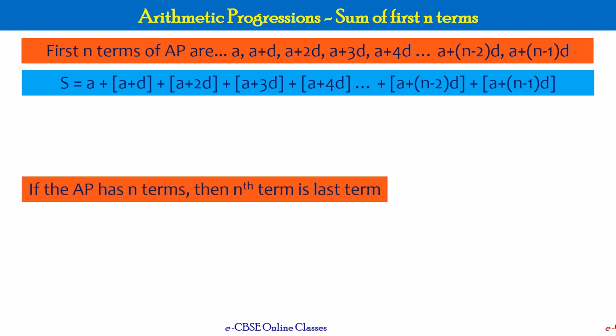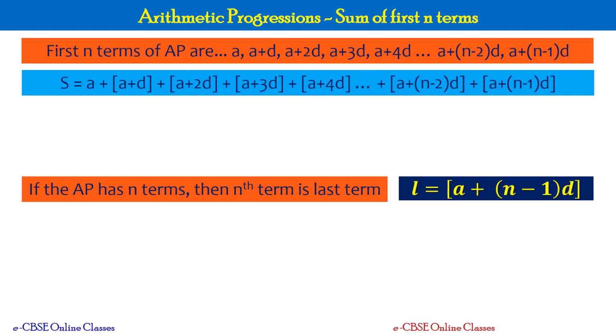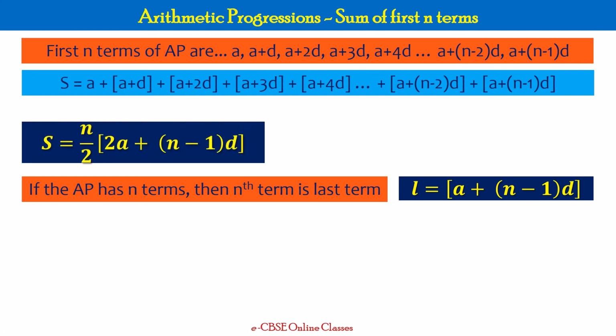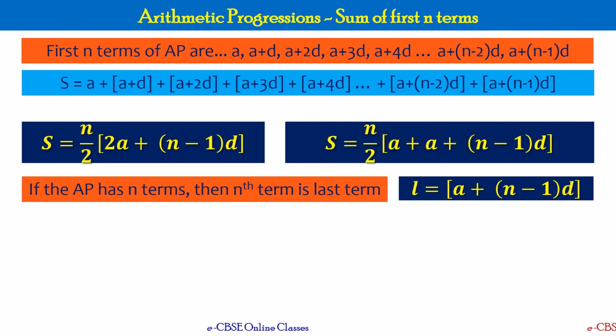Let us say the arithmetic progression has only n terms. So then the nth term is the last term, correct? So the last term can be denoted as L equal to A plus n minus 1 into D. So we already got the formula for S, that is sum of first n numbers here, equal to n by 2 times 2A plus n minus 1 into D. If we rewrite the term in the bracket, it becomes n by 2 times A plus A plus n minus 1 into D. So A plus n minus 1 into D, we know that is L.